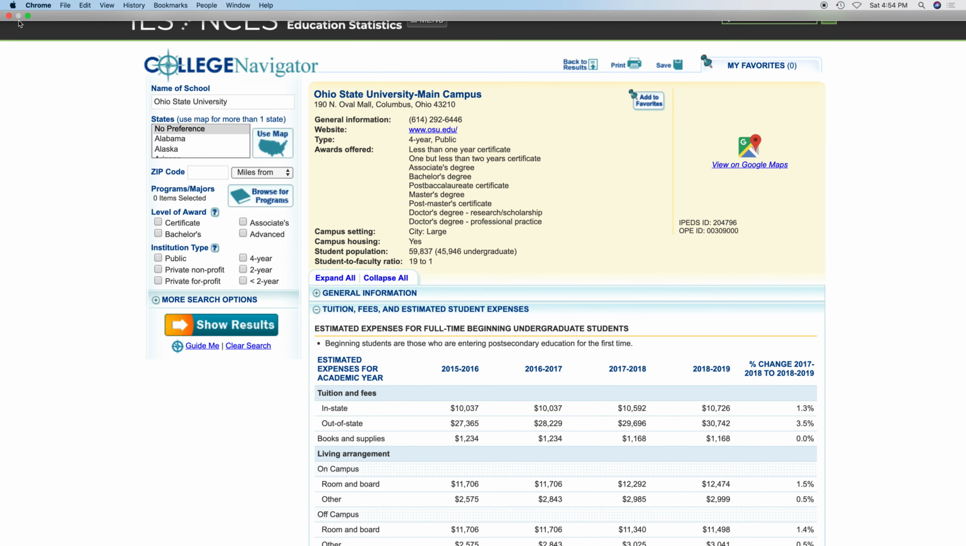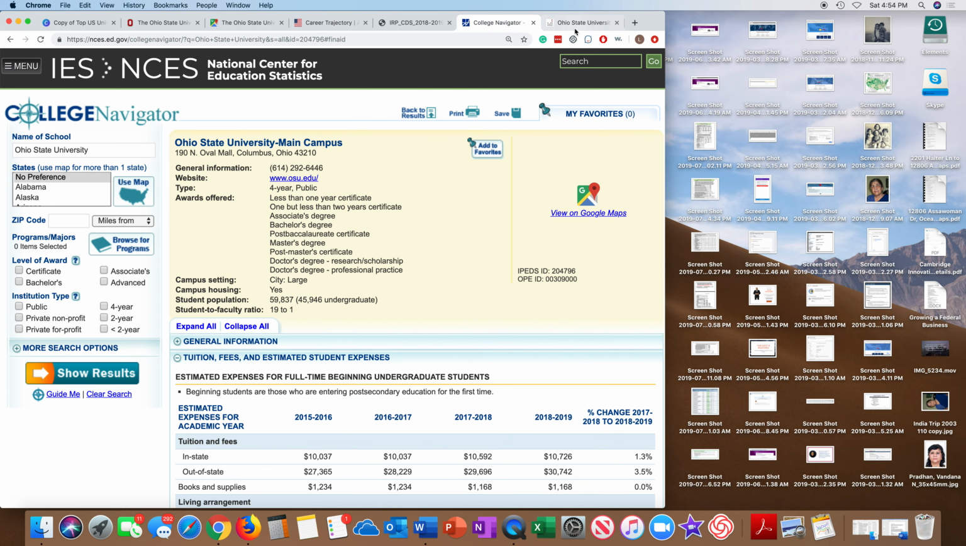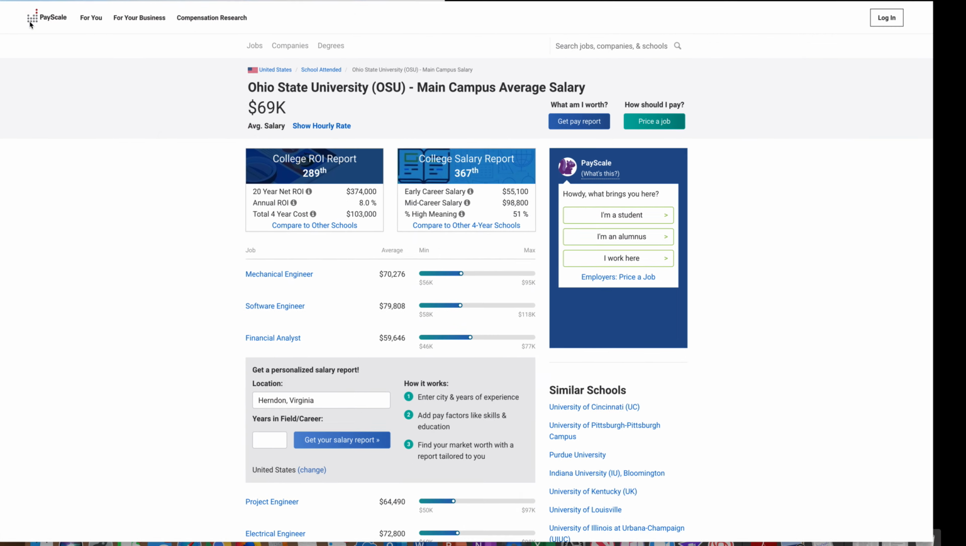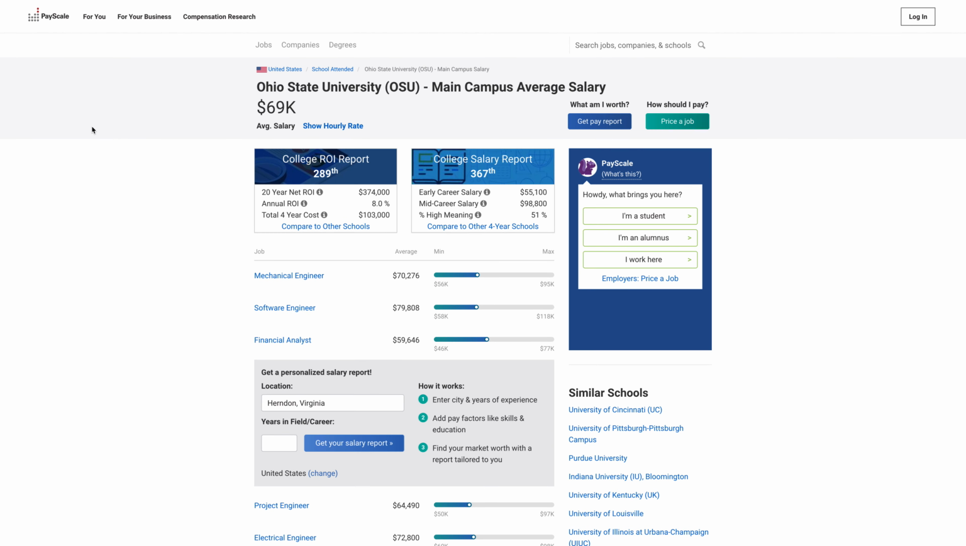Now, one last thing that I want to mention is PayScale does a report for the salaries for each of the universities. I'm just going to that particular section here for Ohio State. The average salary is $69,000. They also have this criteria called 20-year net ROI. And it's a very complex formula, so I'm not going to get into the formula. You just need to understand the higher the number, the better it is. And the number here is $374,000. That's what the number is.